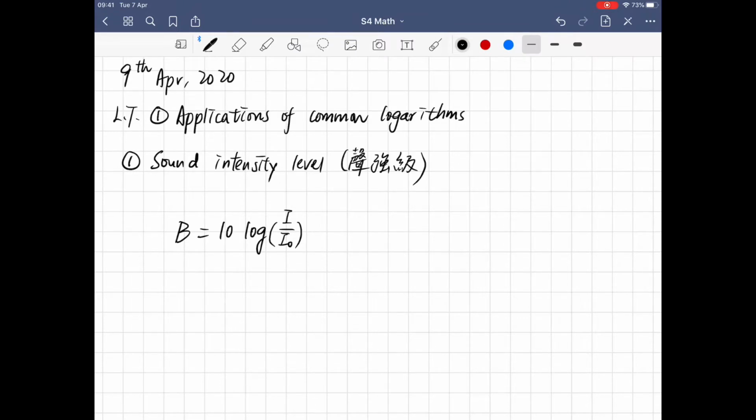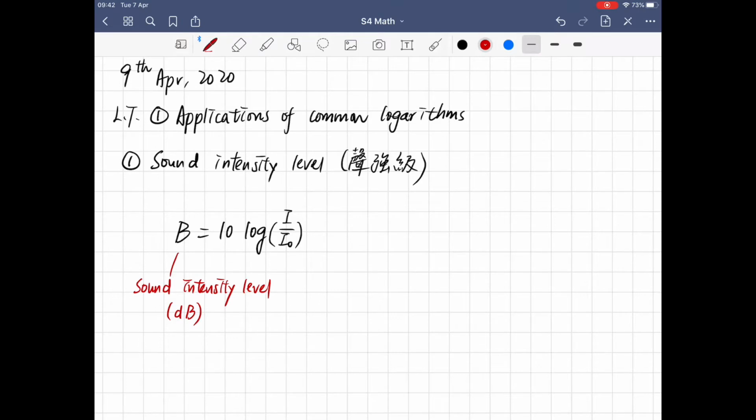And don't worry, you don't have to memorize this formula, but you have to identify what is the meaning of each symbol. Okay, so let's start with B. The symbol B is talking about the sound intensity level, which is measured in the unit of decibel, dB.